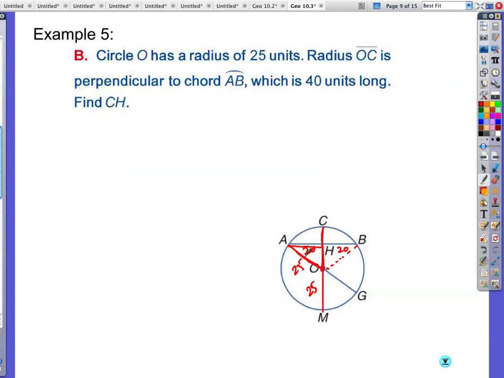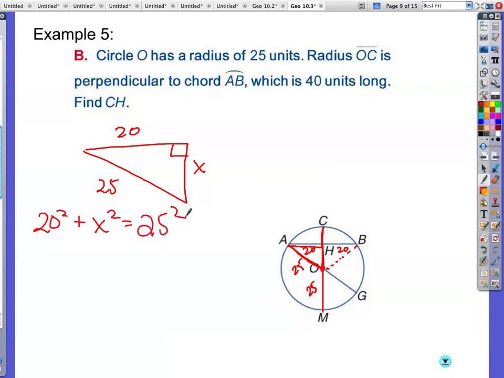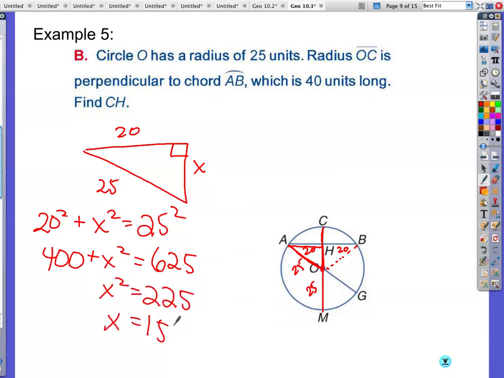So I've got a triangle, I've got a 20, I've got a 25, and I have this x that I want to start finding. So this is my right triangle, a squared plus b squared equals c squared. All right, this is 400. And isn't this 625? Let me just double check. I always think I know, but then I'm always worried that I put it down wrong. So x squared is equal to 225. That makes x equal to 15.